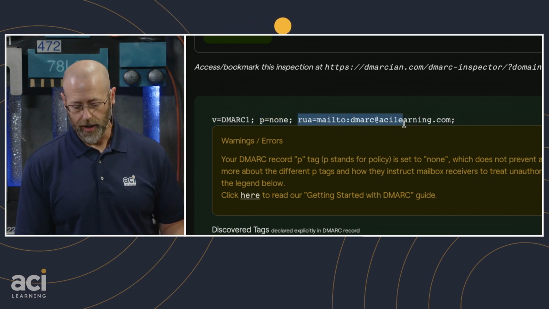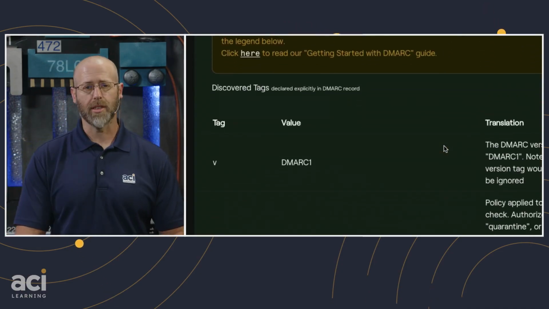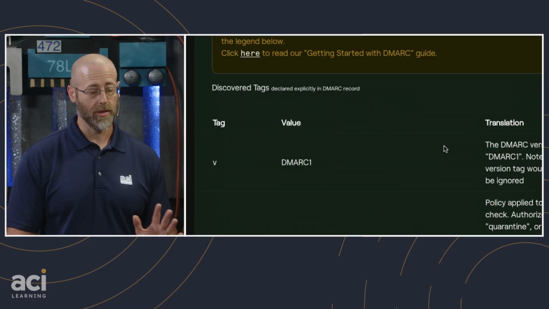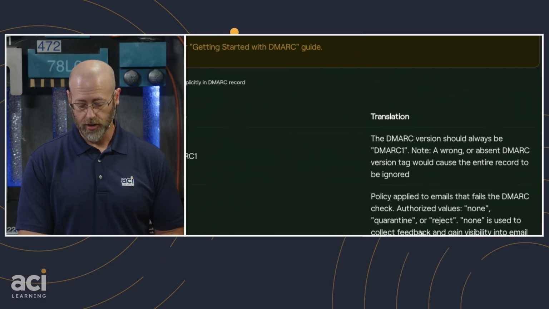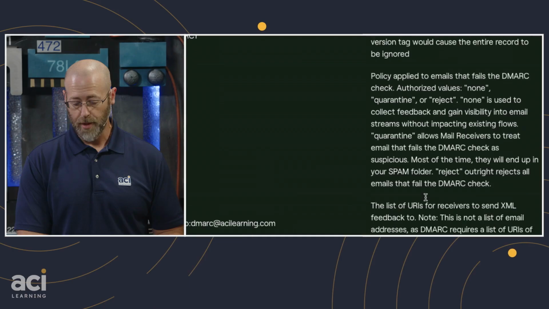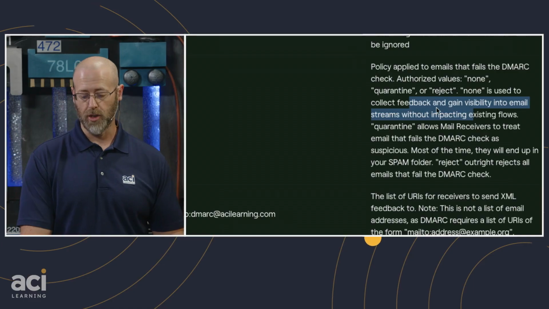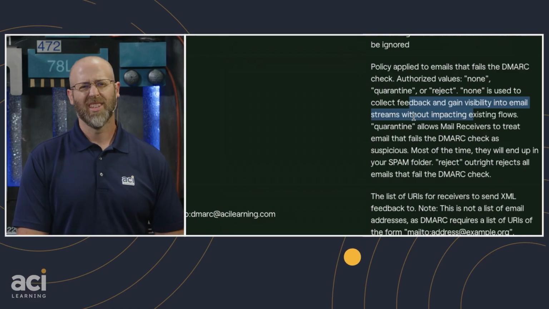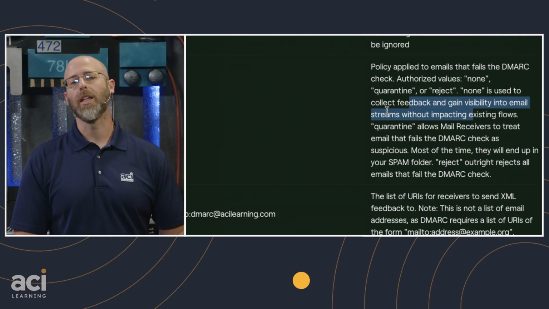Then you've got RUA, and that is an interesting thing. And the good news is that this tool breaks this stuff down for you, right? So again, v, DMARC1, translation: this is the version. The policy applied. There are the different policies that you can use, which are none, quarantine, or reject. And it says none is used to collect feedback and gain visibility into email streams. Okay, so it's probably a marketing thing where they can learn a little bit more about what's going on. It's why they don't want to reject it.